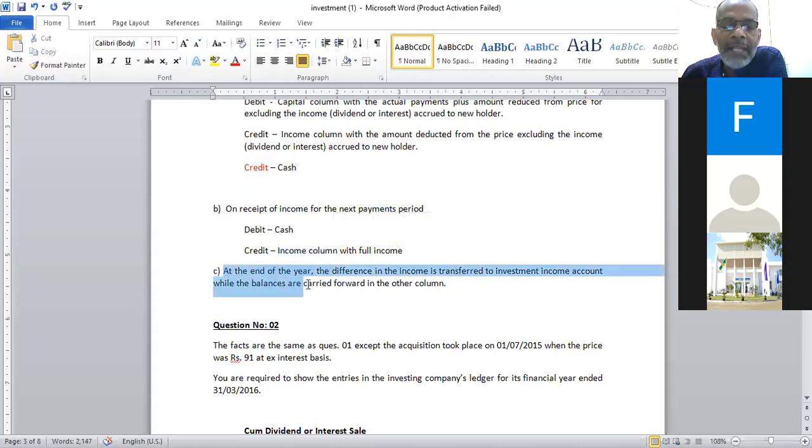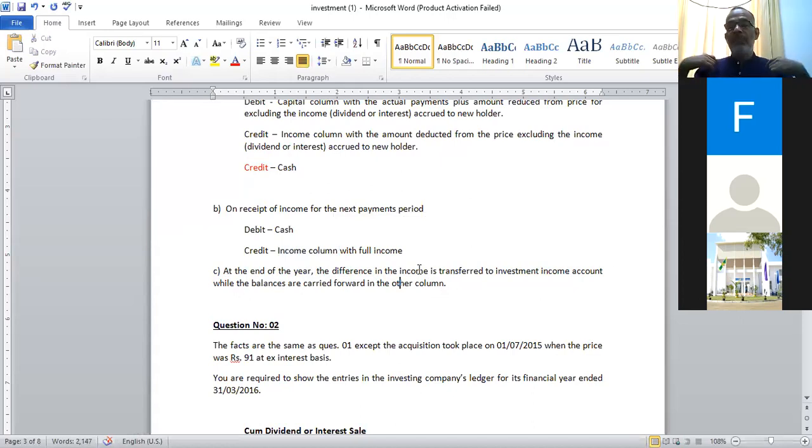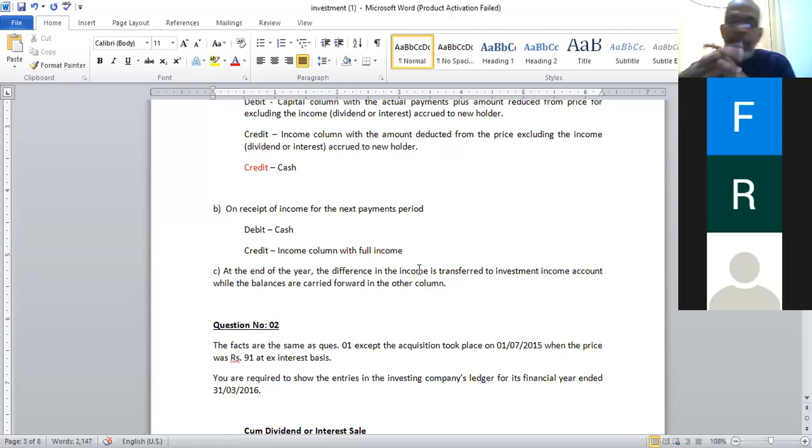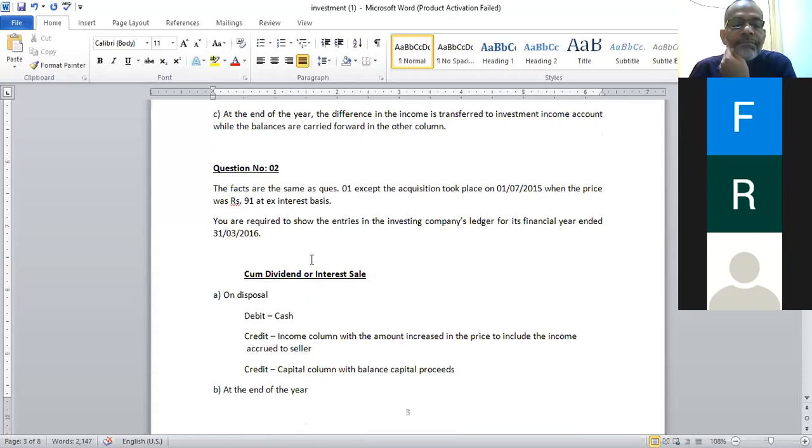This is normal. At the year end of the period, the difference between the two columns is transferred to investment income, as balances are carried forward to the other column. After the end of the period, the income you have earned should be transferred to the common P&L account. Is it okay? Understood the ex-dividend method? Yes, sir. Okay, look at the example.